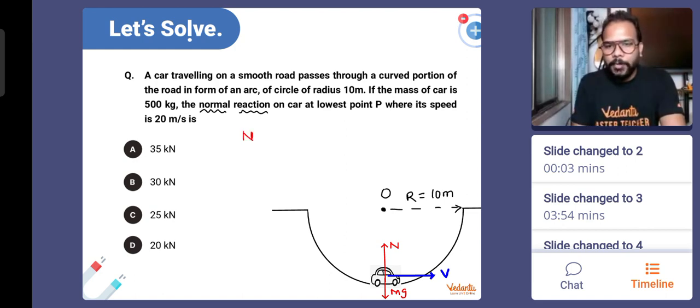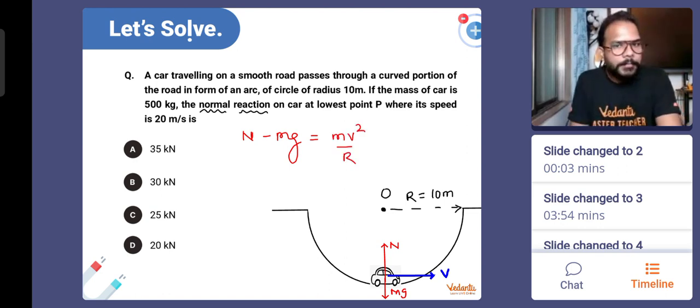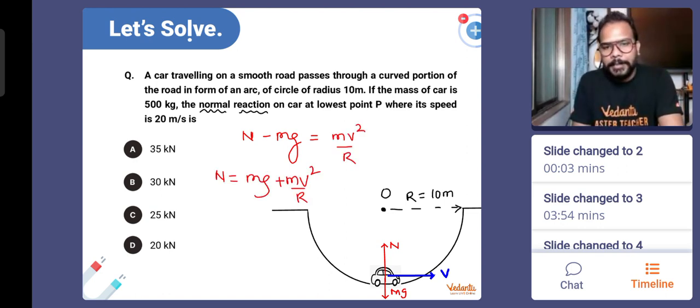We will definitely say that normal is acting towards the center. You see that it is radially inward. Normal is acting radially inward, and mg is acting radially outward. Right, everyone? Should be equal to mv square by r. That's it. तो मुझे n निकालना है. तो क्या हो जाएगा? mg plus mv square by r. So conceptually nothing new. It is only this time instead of tension there is normal force.